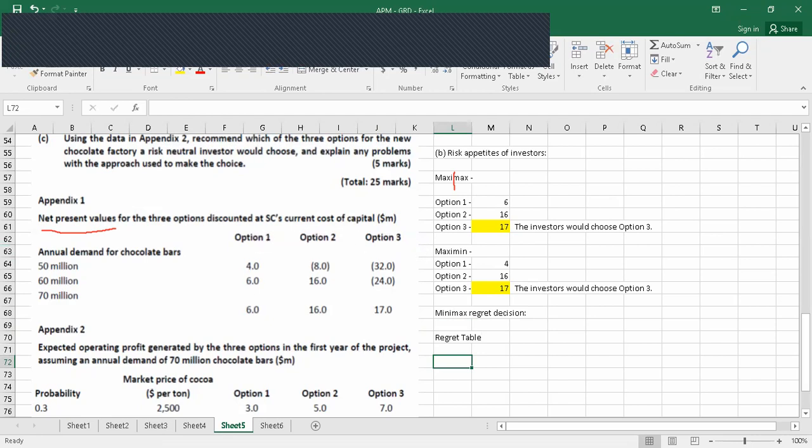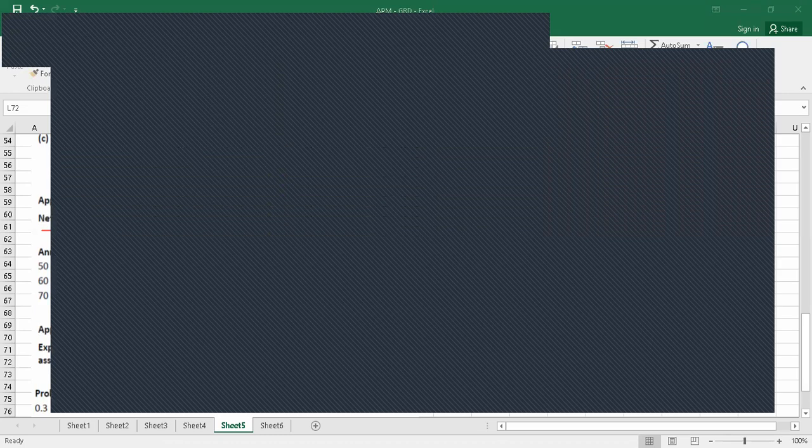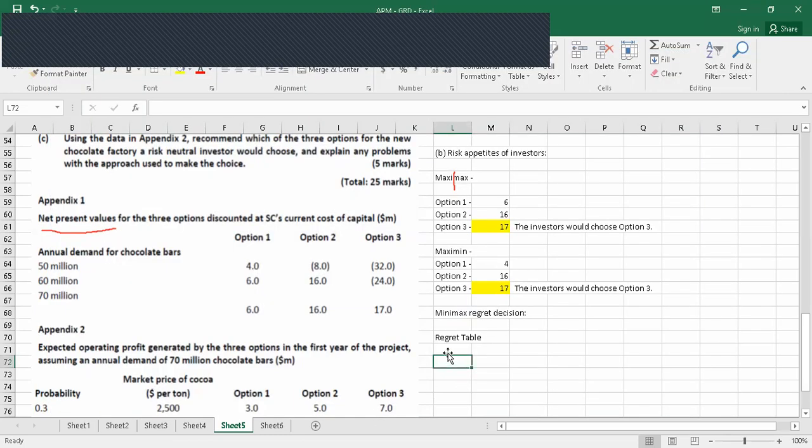Then the demand for the products is there as 50 million. So let's write this one. So demand is 50 million, 60 million, then 70 million.